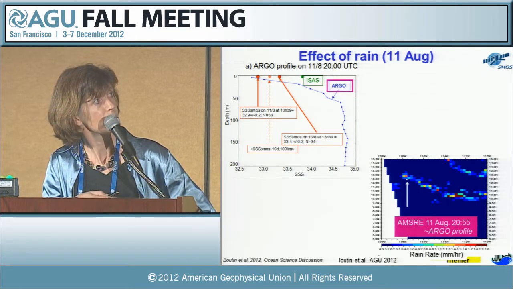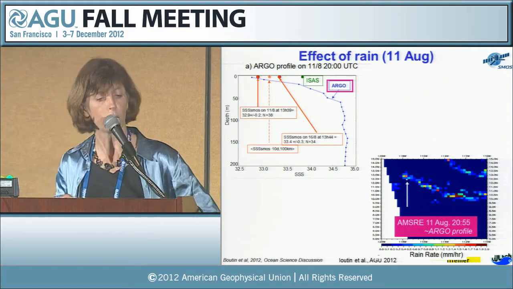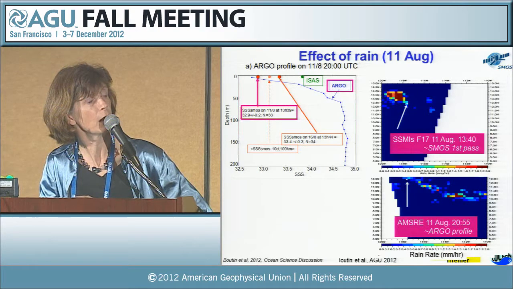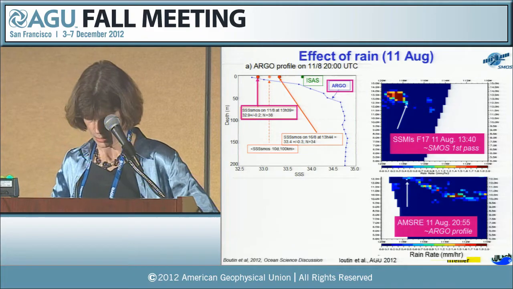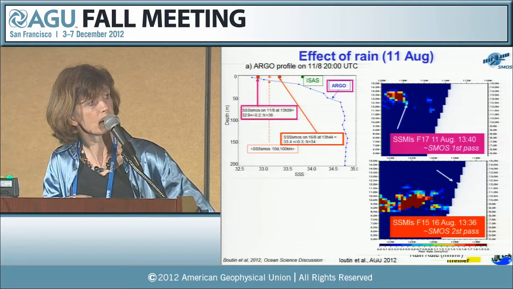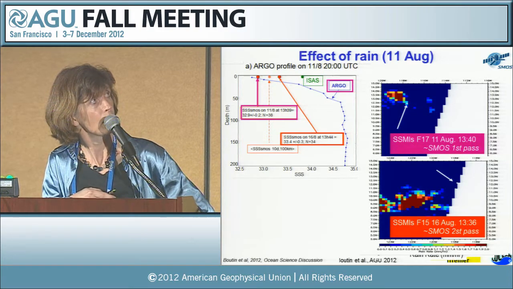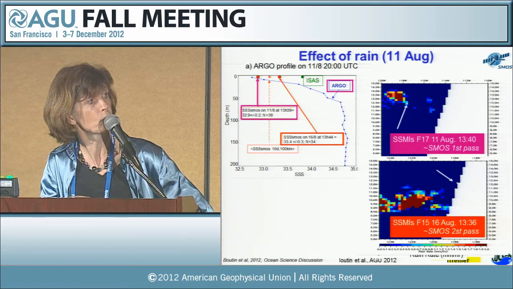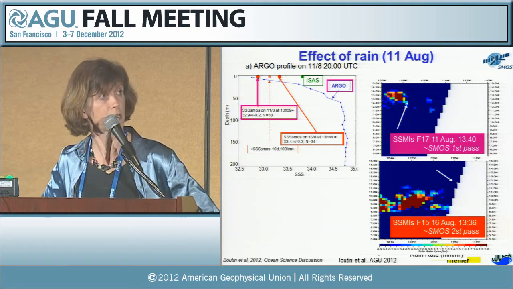This one was taken 6 hours before the Argo profile, and it corresponds to a situation when, again, the measurement was close to a big rain cell, and so we see again very fresh salinity. 5 days after, the other SMOS measurement was taken in a non-rainy region, and we think that the saltier water seen by these measurements is due to the fact that it was in a less rainy region.